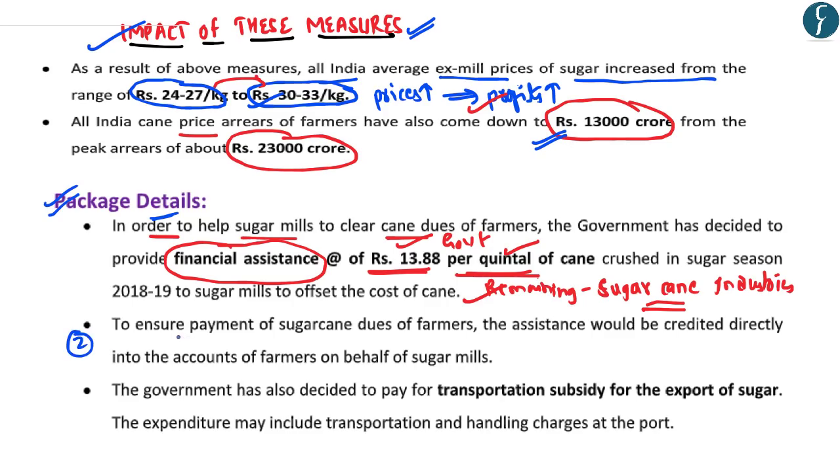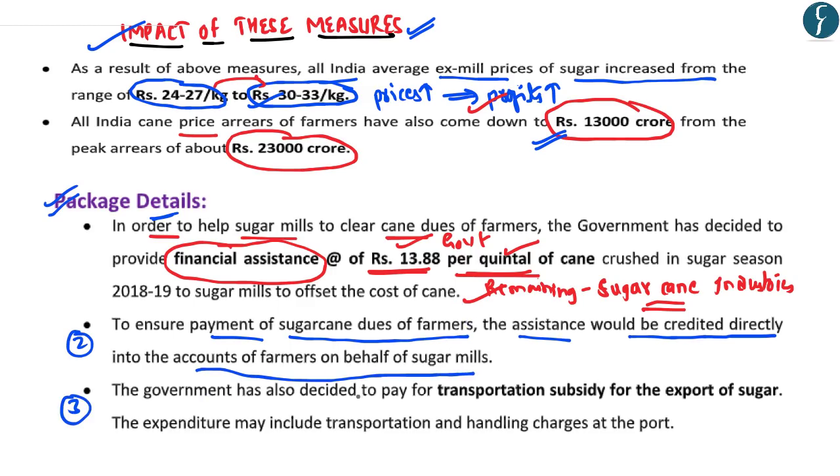The second aspect of this particular package is, in order to ensure the payment of sugarcane dues to the farmers, the government has decided that the assistance would be credited directly into the accounts of the farmers on behalf of the sugar mills.